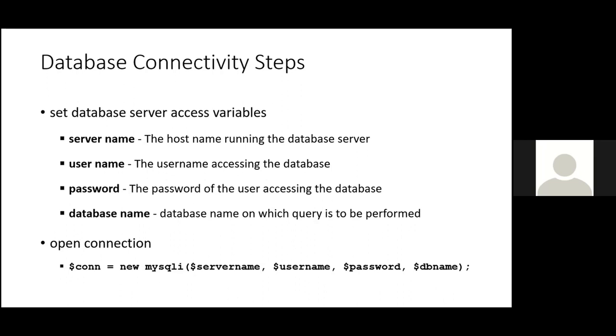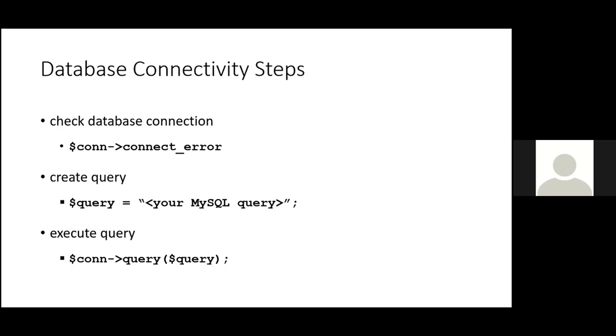Once you open this connection, we need to check whether it is successfully connected or not. For that, you can use this property called connect_error, right? And then you can simply create your query. It can be a select query, an insert or update, any query that you need to run. You need to provide it within double quotation marks, as it is going to be a string. Then you can assign that to some kind of a variable, and then what you need to do is execute that query.